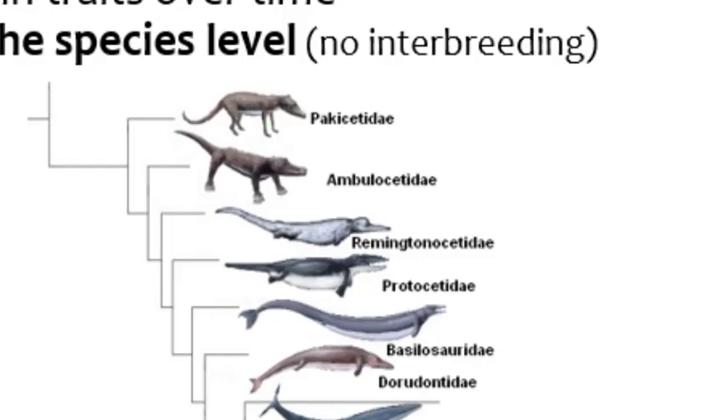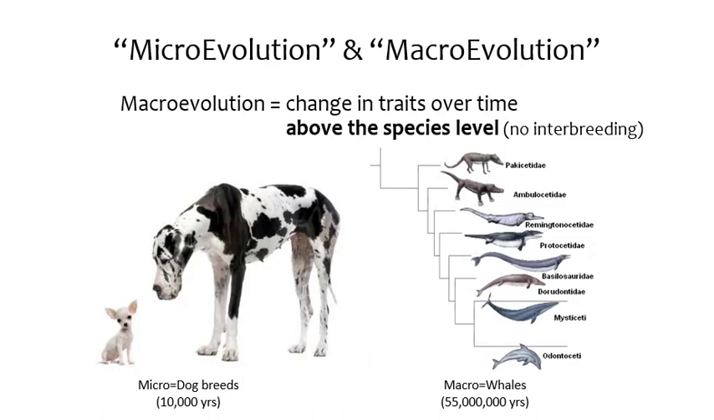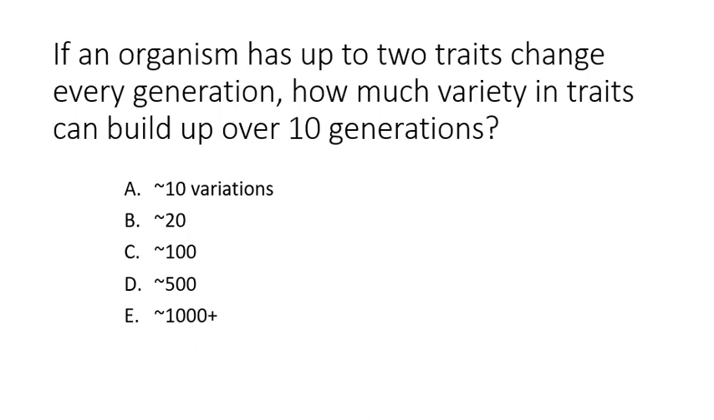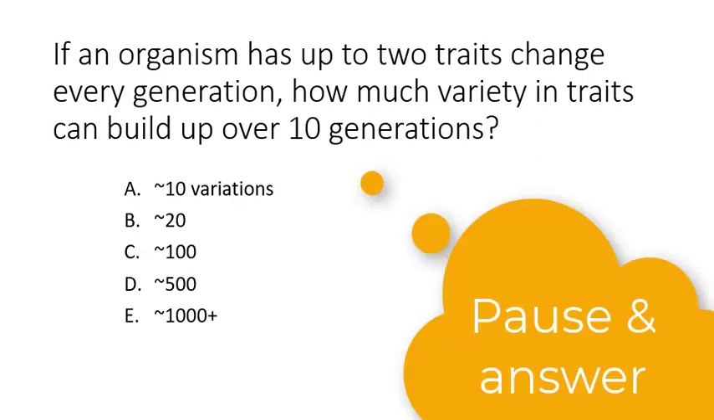Some people accept microevolution, but do not accept macroevolution. The only thing that differs between these two categories of evolution is the amount of time. But the difficulty makes sense because we generally struggle to understand the concept of millions of years. If we have two traits that build up differences in each generation, how many traits could be different after 10 generations?